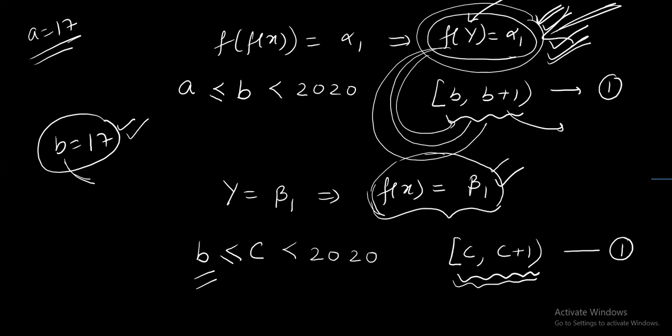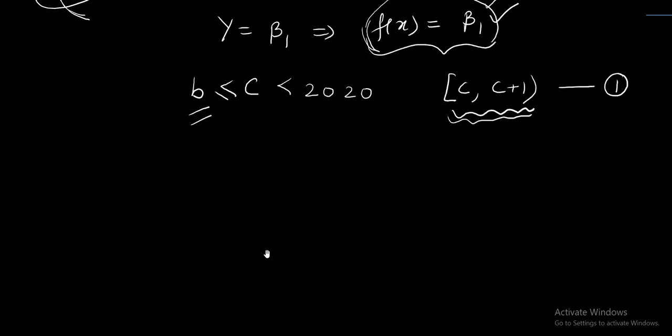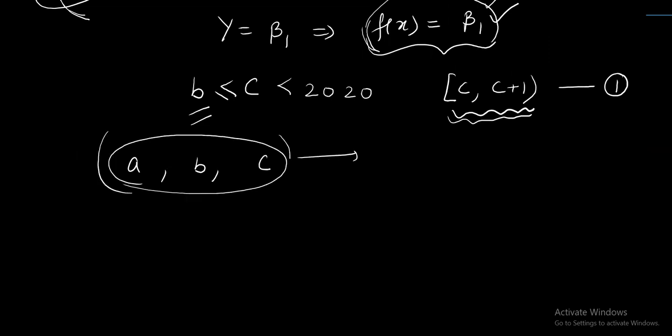Now, how many solutions am I going to get? For every combination of a, b and c, we get one solution. So every combination of this triplet ABC will give me one solution, right? Suppose a is 17, and you take b equal to 17 and c also 17. In that situation, you are getting one solution.